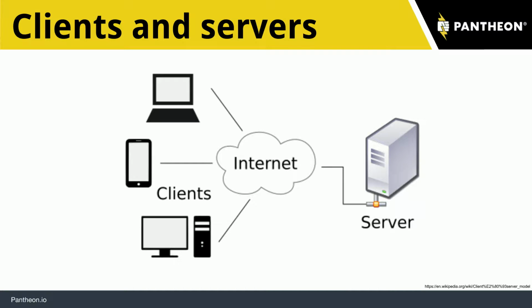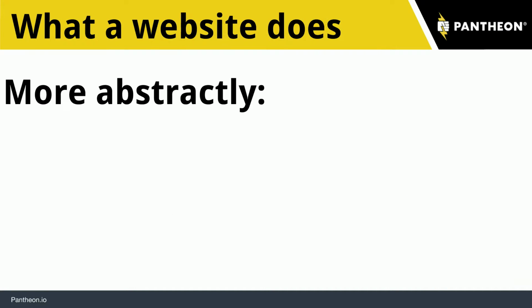So from Wikipedia, here we have a really simplified diagram of the internet. We have our websites living on servers. Those websites get sent through the clouds of the internet, and they end up at client devices, browsers on phones, browsers on laptops, all kinds of places. We're sending responses over a network to be interpreted by a browser.